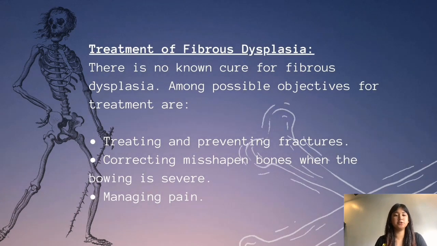When it comes to treatment for fibrous dysplasia, it's sad to say that there is no cure for this. But among the possible objectives to treat this disease are treating and preventing fractures, correcting misshapen bones when the bowing is severe, and managing pain. If the person having this disease does not have any symptoms and is not at risk for a fracture, the doctor may recommend monitoring the condition. But if symptoms exist, treatments may include physical therapy to help strengthen muscle and improve range of motion, a cast, splint, or brace to immobilize fractures or improve mobility, and surgery to prevent and repair fractures, treat scoliosis, and repair misshapen bones.